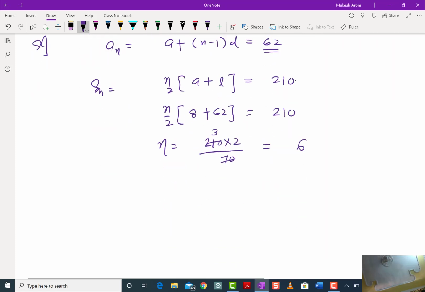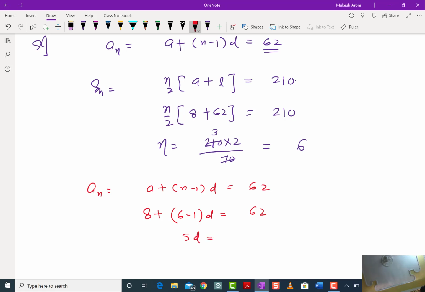And we have to find n. So n is with us. And if we want to find d, we can find d from here. An is equal to a plus (n minus 1) d is equal to 62. 8 plus (6 minus 1) d is equal to 62. 5d is equal to 54 and d is equal to 54 by 5.